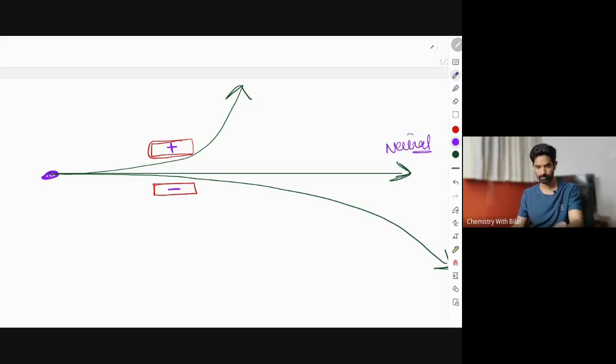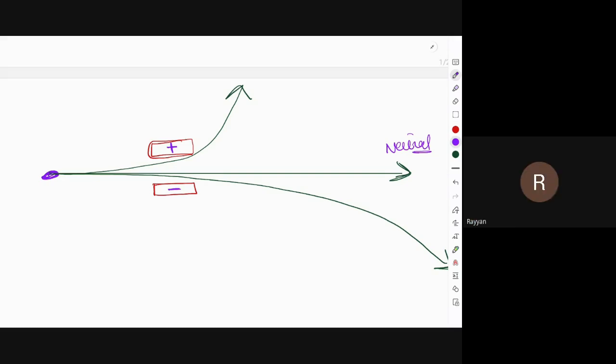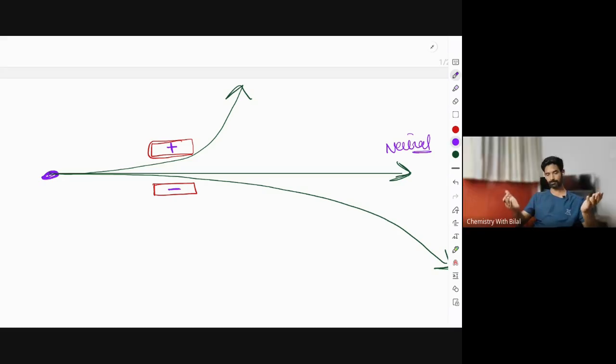Why they are neutral, Dr. Ryan? Why are these particles neutral particles? How do we know from this experiment they are neutral? Ryan. Sir, because they are going straight, neither attracted to the negative ones nor the positive ones. Yeah. So if a particle is not attracted toward any end, that means it is a chargeless particle. Chargeless particle. And we know chargeless particles are called neutrons, right?